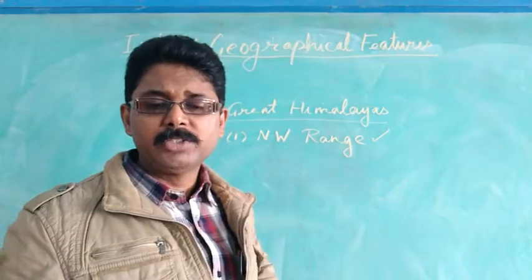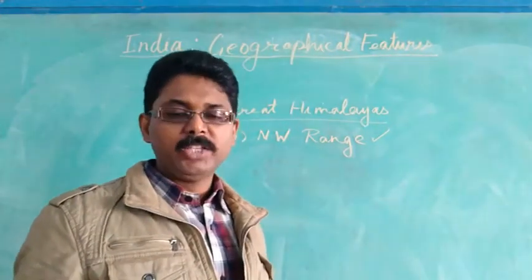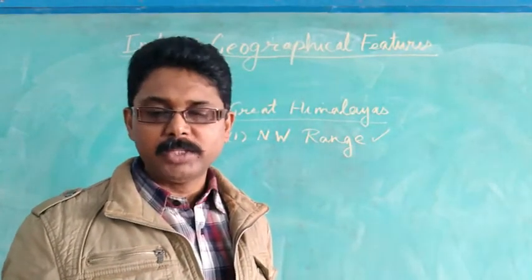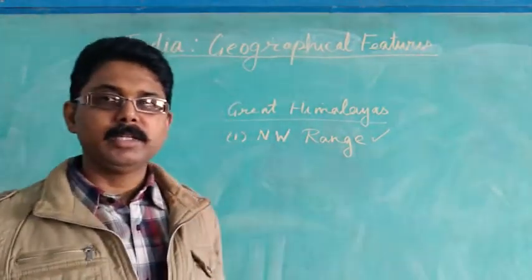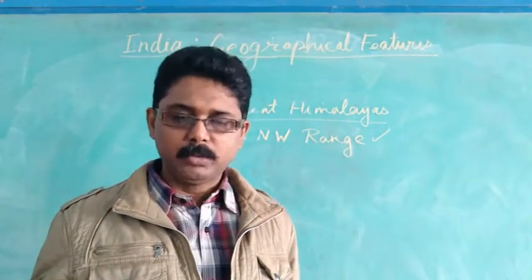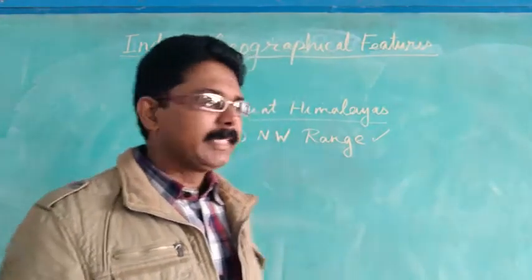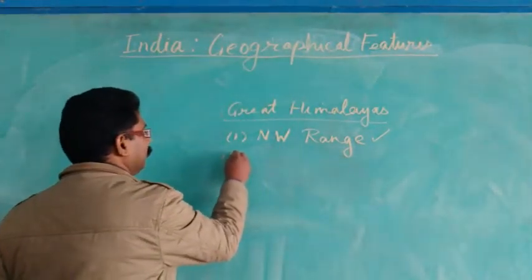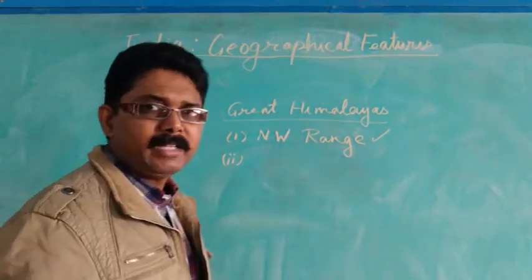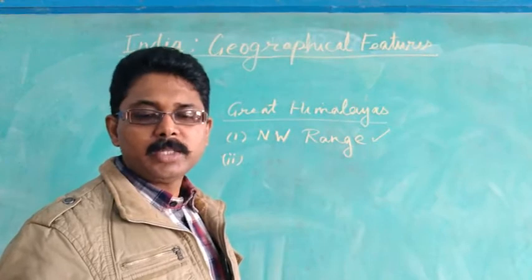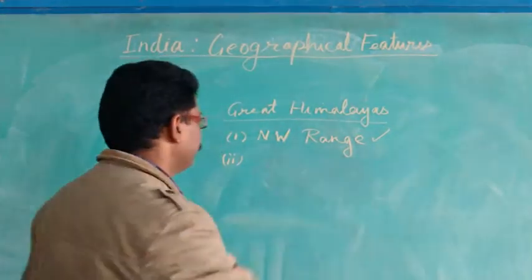Some other ranges are the Kunlun range, Karakoram range, Ladakh and Zaskar range. These lie in India, and some of them extend even into China. Well, the second division is called the northern Himalayan range.